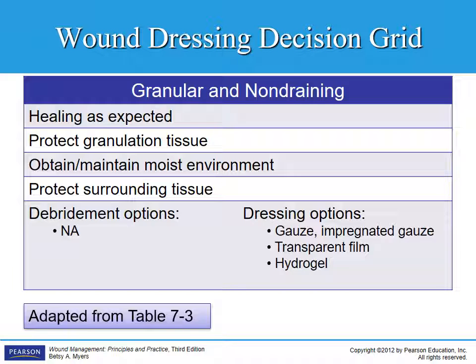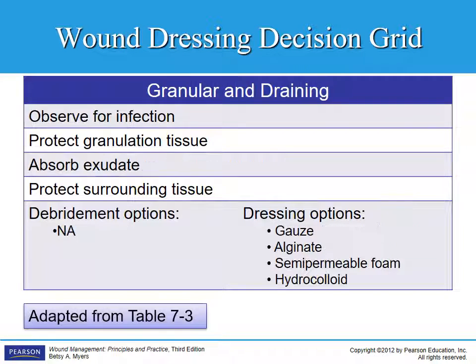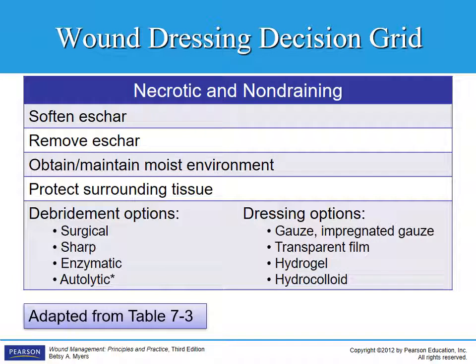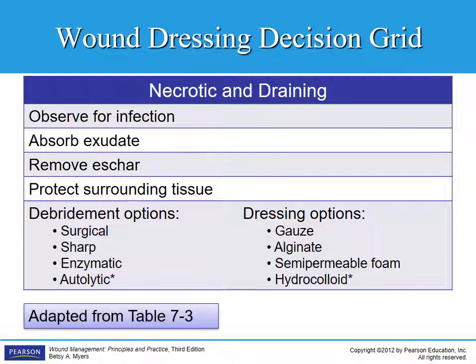So there's some dressing options on this. If it's granular and draining, again, you're going to watch it, make sure that that drainage is not infection. You're going to protect the granulation tissue, absorb the exudate, protect the surrounding tissue, and again, it gives you some dressing options. Necrotic and non-draining, well, what do you want to do? You want to get rid of the necrotic tissue. You're going to keep a moist environment because it's not draining, and you want to protect the surrounding tissue. There's debridement options. There's also dressing options on this table.